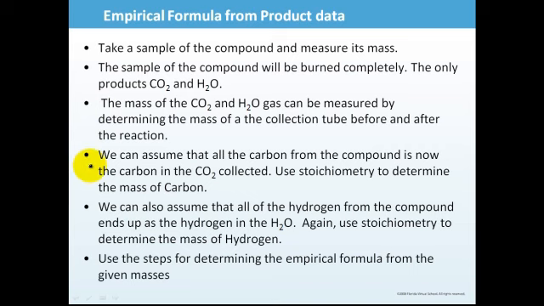Now we can assume that all the carbon in the compound is now in the form of CO2. So we can use stoichiometry again to work backwards and figure out the mass of carbon. We can then also do the same thing for the water. We can assume that all the hydrogen from the compound ended up in the H2O. So again, we can work backwards to determine the mass of the hydrogen. Once we have those two masses, we follow the same exact steps that we did in the regular assignment to determine the empirical formula.